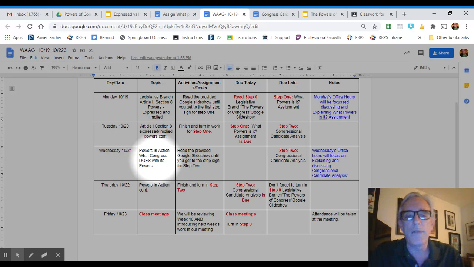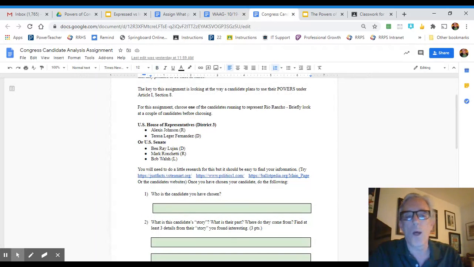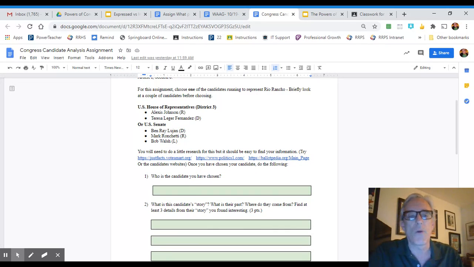But for this one, the congressional candidate analysis, it's due Thursday. What you're going to be asked to do is to look specifically at one of the candidates to represent Rio Rancho in this congressional election. So in the U.S. House of Representatives, there are two candidates for District 3, Alexis Johnson and Teresa Fernandez. Or if you'd prefer for the Senate, you'd be looking at the Democrat Ben Ray Lujan, Mark Ronchetti, the Republican, or Bob Walsh, who's a Libertarian.